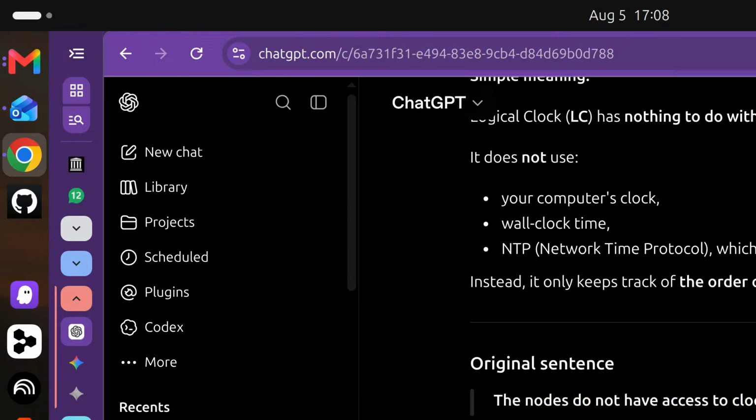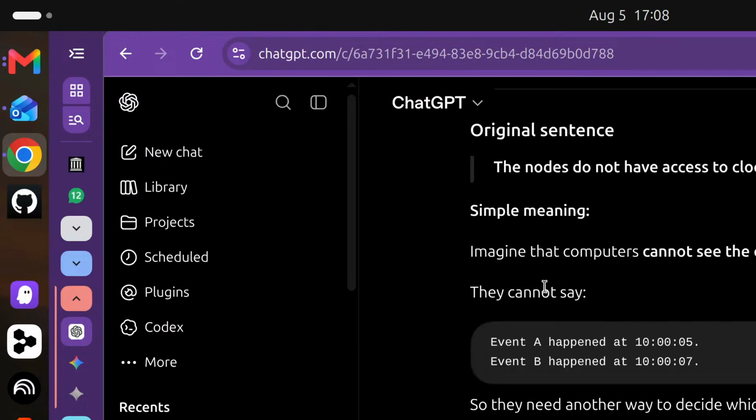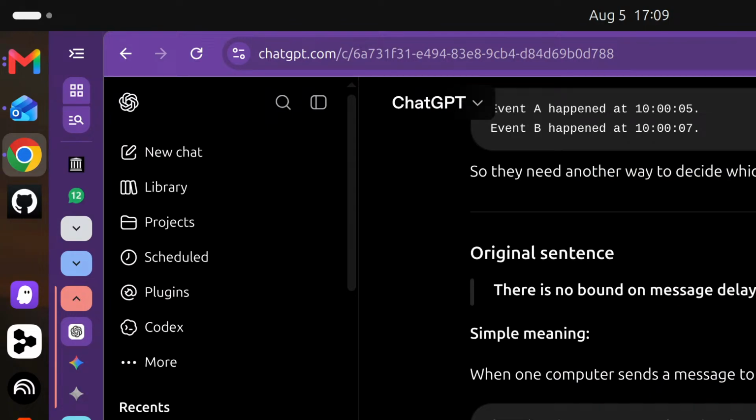Imagine that a computer cannot see the current time. They cannot say event A happened at this time, event B happened at this time, right? So they need another way to decide which event comes first. So there is no bound on message delay, right?